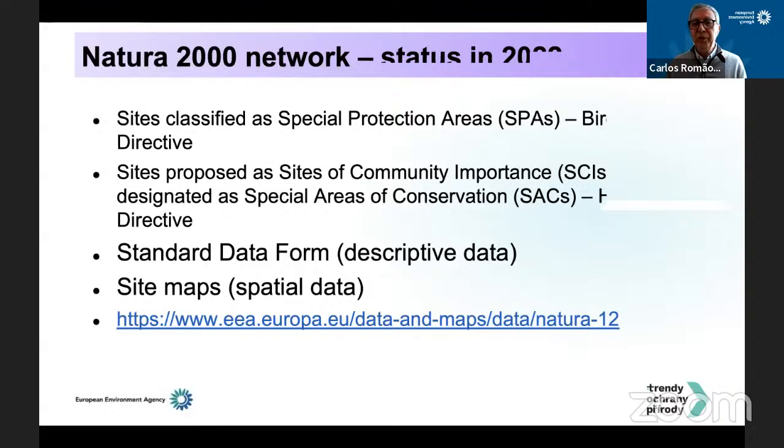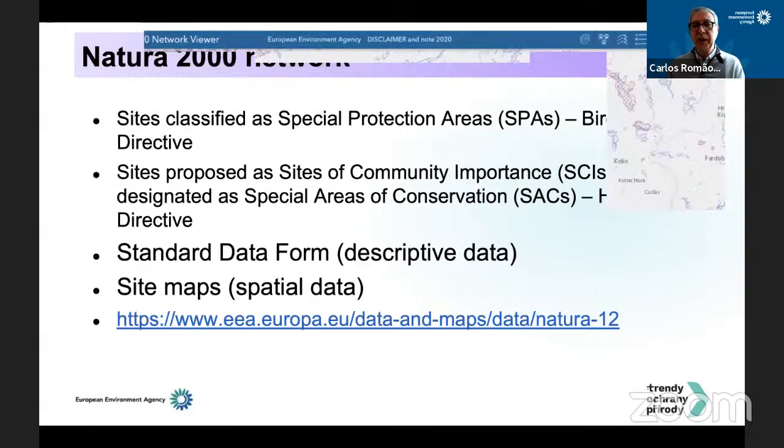Just an overview. So basically we now have about 18.5% of the EU land covered by Natura 2000 sites, and this is about 9% of the EU seas. The graph also indicates the part that is only for birds in red, and in blue only for the Habitats Directive. You know that there are a lot of overlaps between special protection areas for birds and sites of community importance under the Habitats Directive. So the orange bar gives the overall network at the European level.